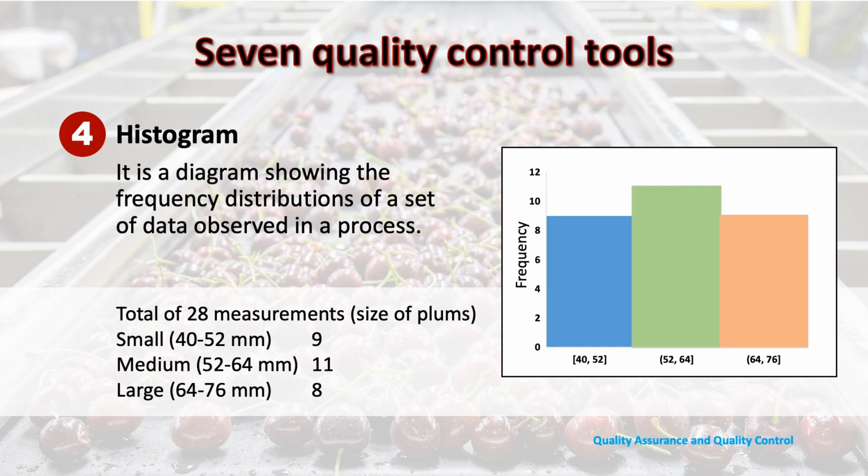11 fell into the range between 52 to 64 millimeter, and 8 fell into the range between 64 to 76 millimeter. If we define the ones above 64 millimeter as large, the ones between 52 to 64 millimeter as medium, and the ones less than 52 millimeter as small, we can have an idea about how many large products we will have for this shipment of plums.